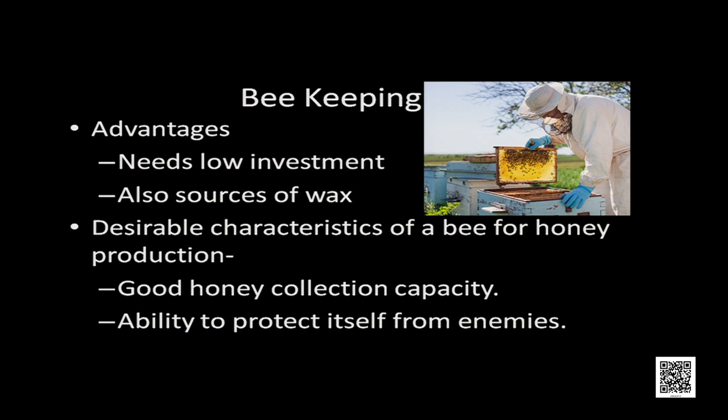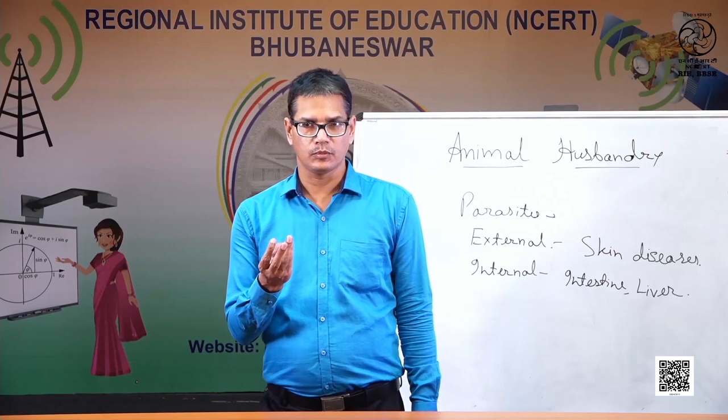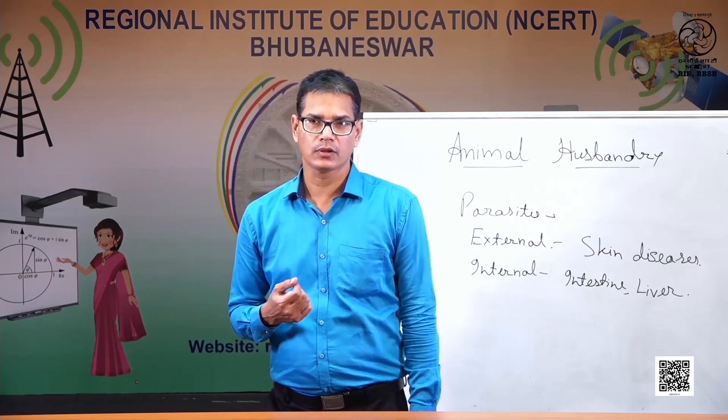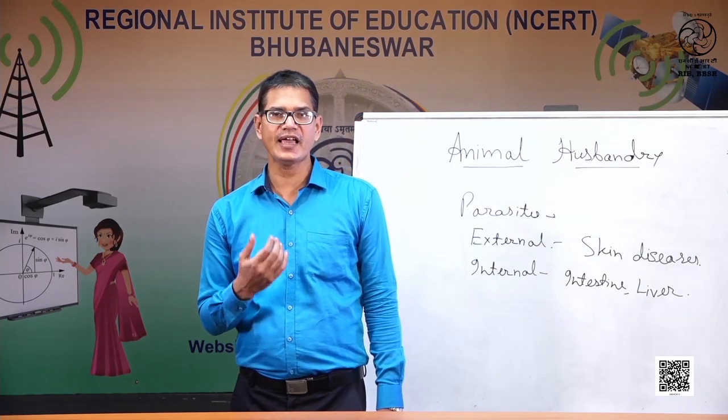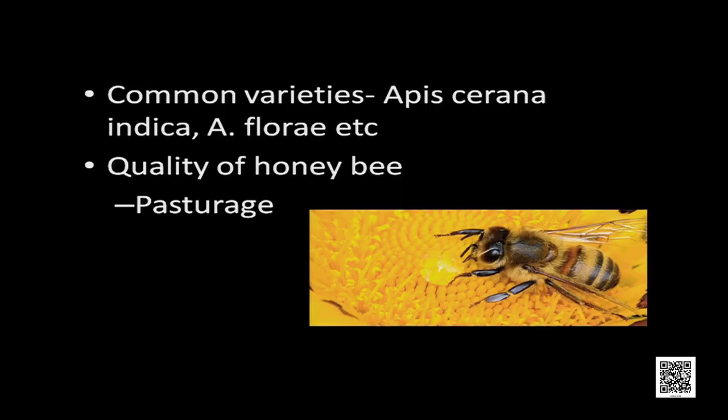And desirable characteristics of a bee for honey production are good honey collection capacity and ability to protect itself from the enemies. Many enemies are there of the honeybee, like bear and other animals. They may damage their comb. Therefore, they must have the ability to protect themselves from the enemies. Now, common varieties of honeybee are Apis cerana indica, Apis florea, etc.